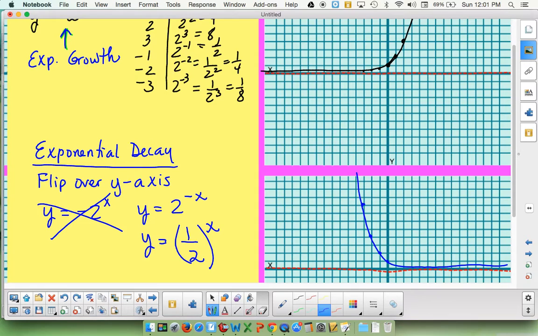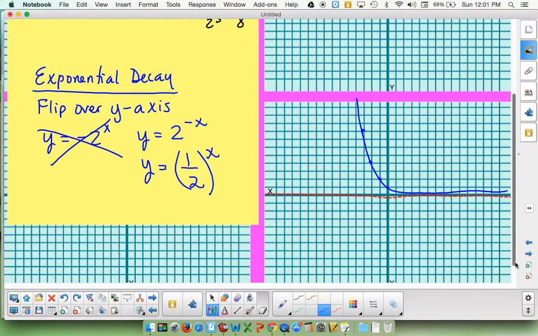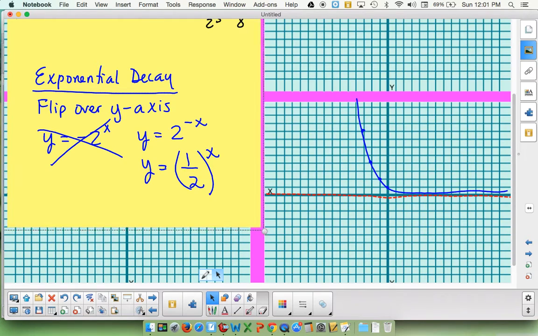It's when you have a base that's between 0 and 1. You have a base value, whether it's a fraction or a decimal, between 0 and 1. You also get exponential decay. So those two create this exact same graph. It's just a matter of how you want to look at it. Do you want to make the base a fraction, or do you want to make it have a negative exponent?